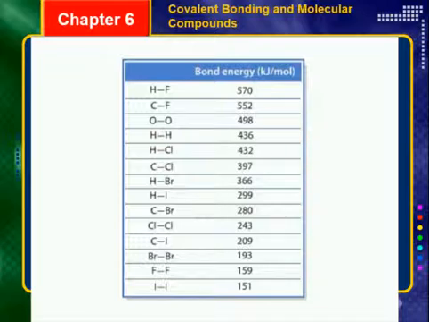Because think about it, if it takes you a lot of energy to break a particular bond, that means that bond's pretty darn strong. So we look at the hydrogen-fluorine bond, 570 kilojoules per mole required. And then at the very bottom, we have the iodine-iodine bond. That's only 151 kilojoules per mole. You're looking at something like 20% of the energy required there. That means the iodine-iodine bond is weaker because it has a smaller bond energy.